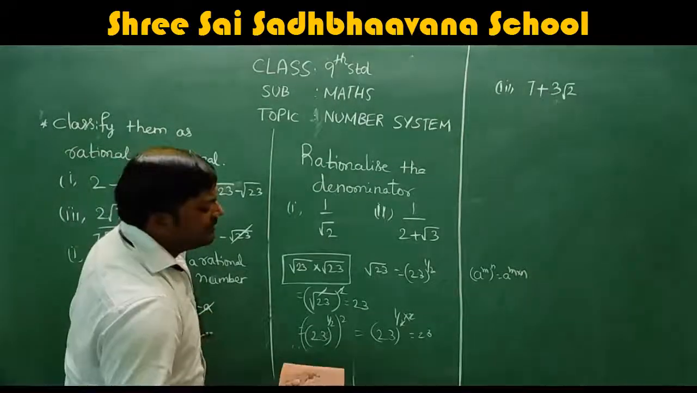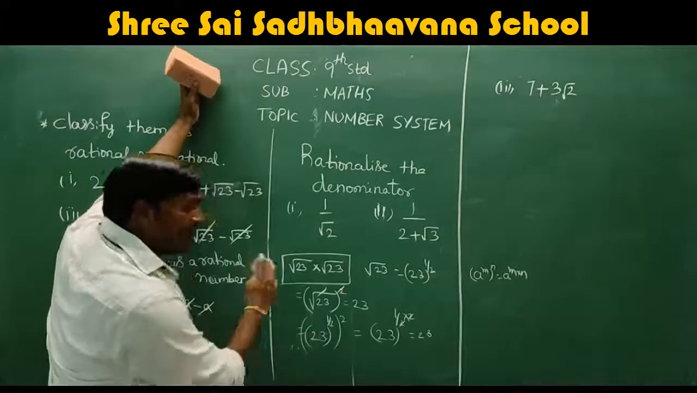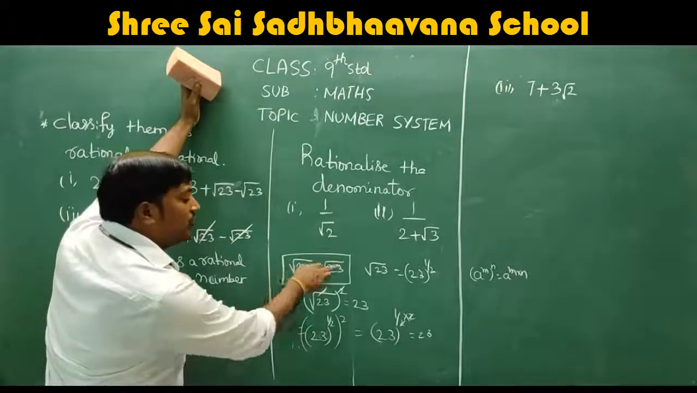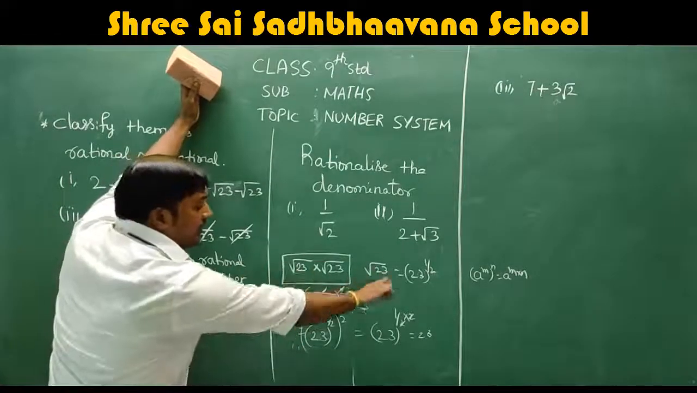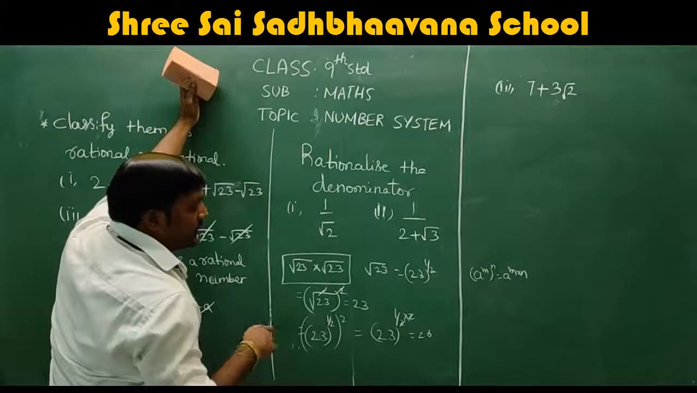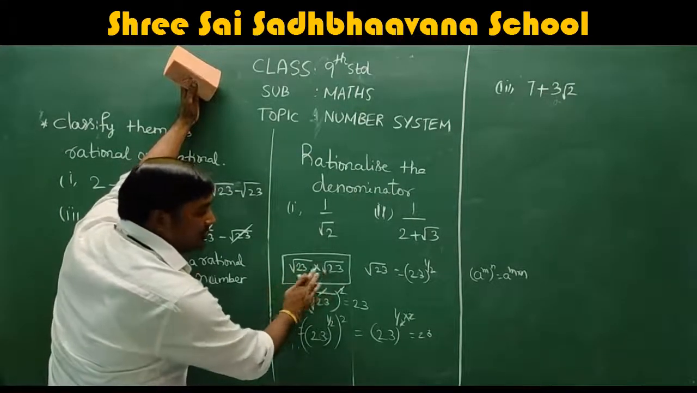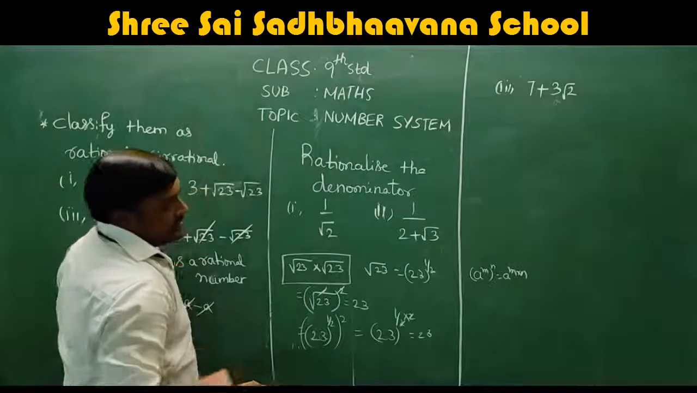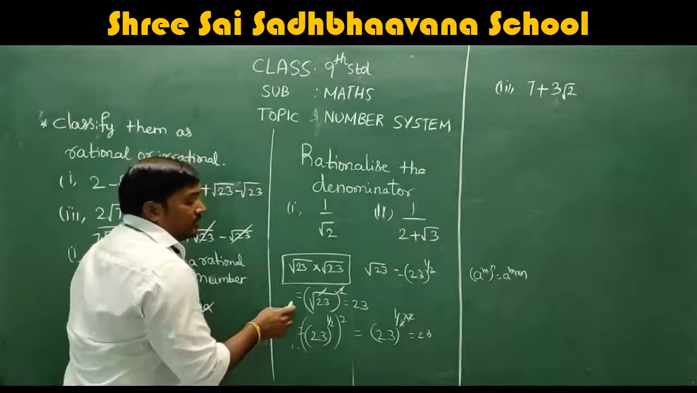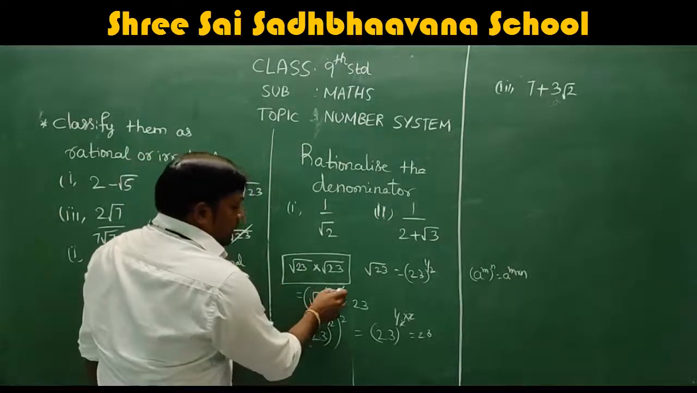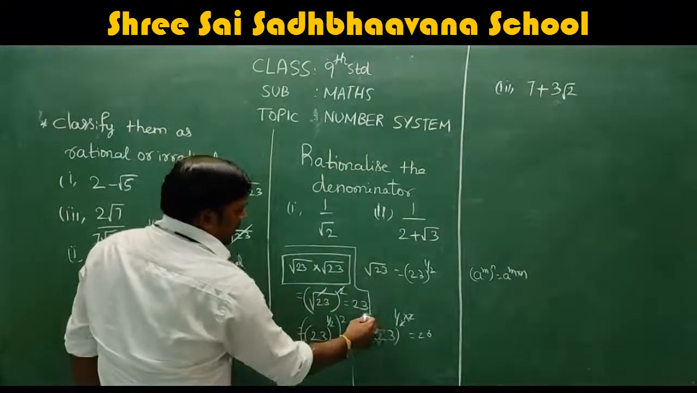I hope you understood this. Let me explain once again. Root 23 into root 23. It is common for all. It may be root 2 into root 2, root 4 into root 4, or root 5 into root 5. For all kinds of irrational numbers, when you are multiplying the same irrational number together, the method remains the same. So root 23 into root 23 can be written as root 23 whole square. Square and root will get cancelled. You will be getting 23.